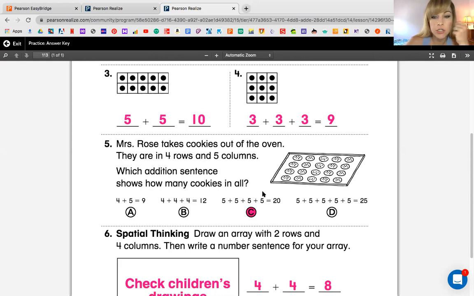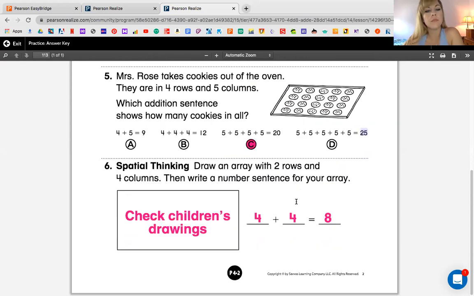Here's a little strategy. Do you guys see how each of them has a total? If you want to check your work because you're not sure, count the cookies. 1, 2, 3, 4, 5, 6, 7, 8, 9, 10, 11, 12, 13, 14, 15, 16, 17, 18, 19, 20. This cookie sheet has 20 cookies, not 9, so I can eliminate A. Not 12, I can eliminate B. C is correct, and there's not 25, so I can eliminate D. That's how I check my work, okay?